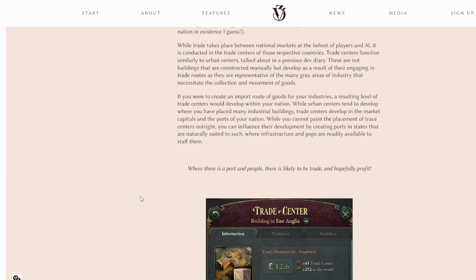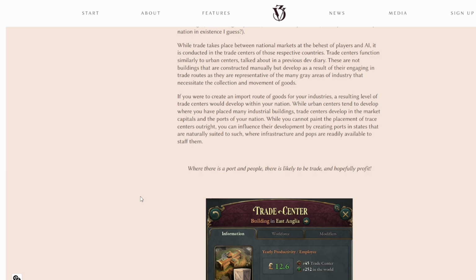While urban centers tend to develop where you have placed many industrial buildings, trade centers develop in the market capitals and the ports of your nation. While you cannot paint the placement of trade centers outright, you can influence their development by creating ports in states that are naturally suited to such, where infrastructure and POPs are readily available to staff them.